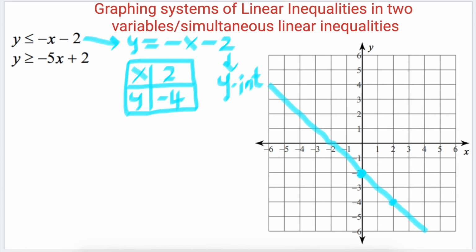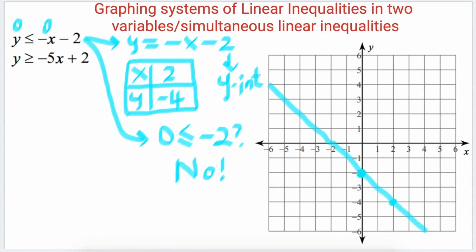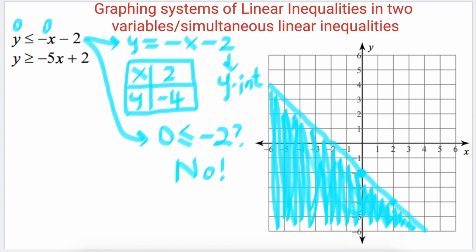After that, I need to figure out, do I shade the right side of the boundary or the left side of the boundary? So we're going to do the zero test. I'm going to substitute y with a 0 and x with a 0. So that's going to give me an inequality that is 0 less than or equal to negative 2. And is that true? The answer is no. That means where the origin is and all the values in that region are not valid values. So I only need to shade below here, and that's the region.